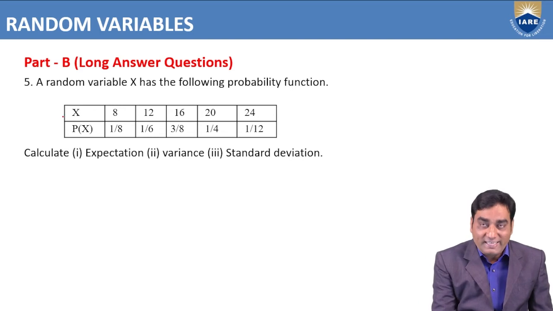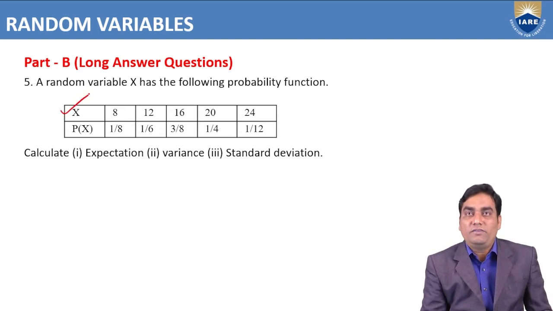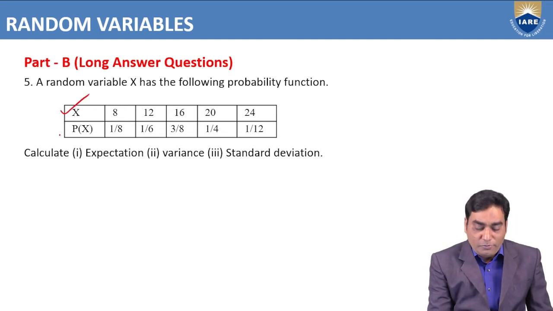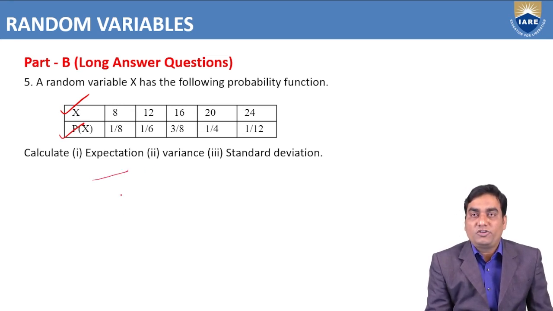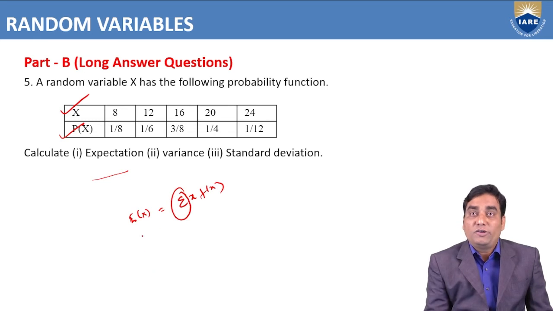Here capital X is directly given, no need to identify it for this problem. And the probability of that capital X is also given. It is very simple to find the expectation of X. What is the expectation of X formula? Sigma x into f of x. Why have we taken sigma here? Because it is a mass function. And variance of X we can also find, and standard deviation of X we can also find.